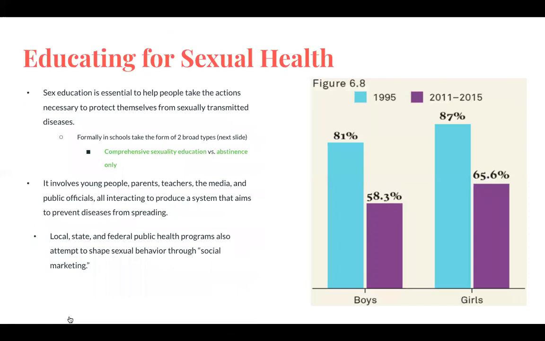So part of how we have addressed STIs and teen pregnancy has been through sex education, which your book notes is essential to help people take actions necessary to protect themselves. Sex education can come from a variety of actors. It can come from your parents, the media, or public officials. But when it takes place formally in schools, it takes the form of two broad types: comprehensive sexuality education or abstinence only.